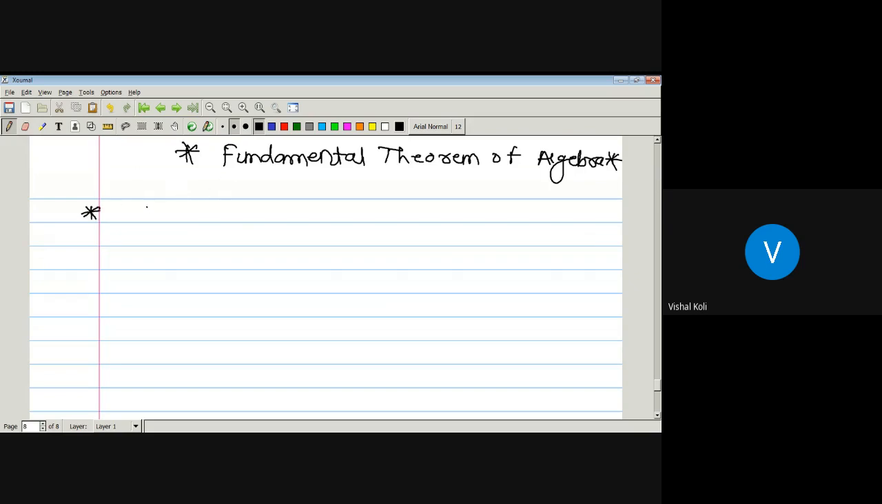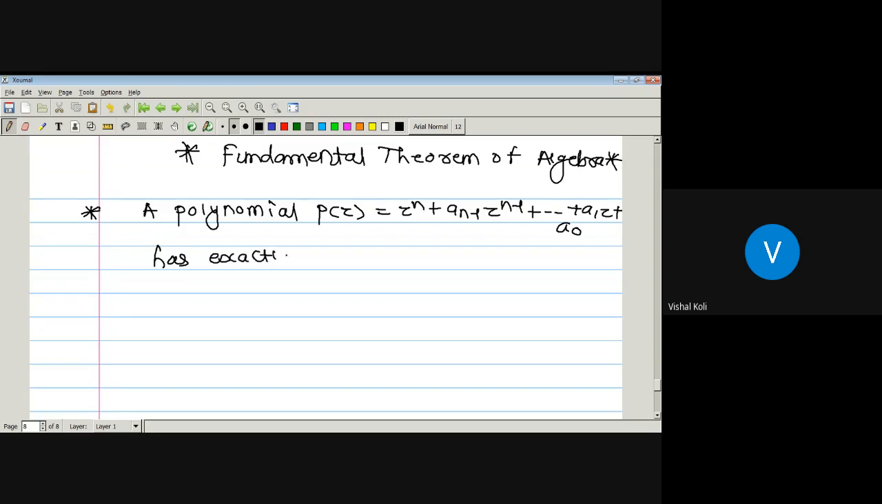A polynomial P of z, which is equal to z to the power n plus a_{n-1} z to the power n minus 1 plus and so on up to a_1 z plus a_0, has exactly n roots. That is, here we have to prove that if there is a polynomial of degree n, then it must have exactly n roots. Okay, so let us see the proof.